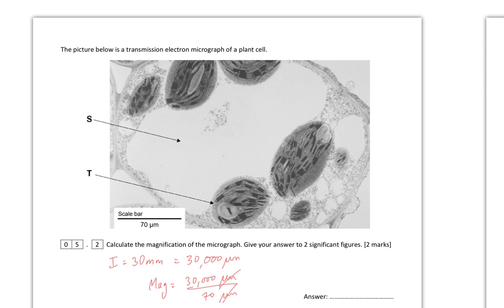30,000 divided by 70 equals 429. It's 2 significant figures, not 2 decimal places. I think the answer that was 460. So 30 something, it'd be a 30 and a bit millimeters.